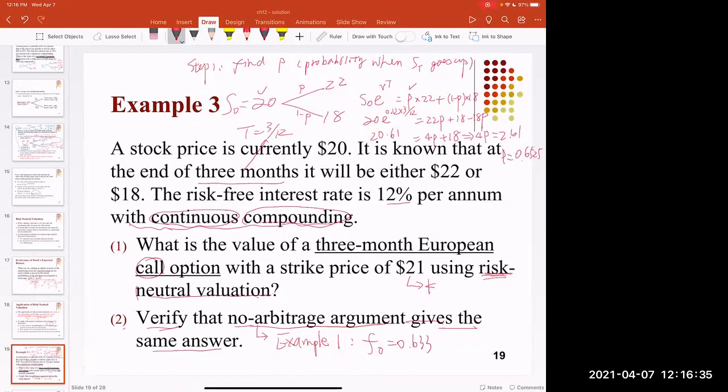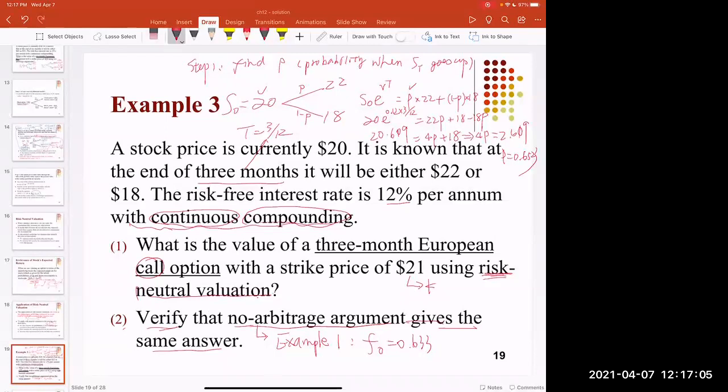If you keep more decimals, you probably get a slightly different value. Okay, so it should be 0.6523, right? Okay.